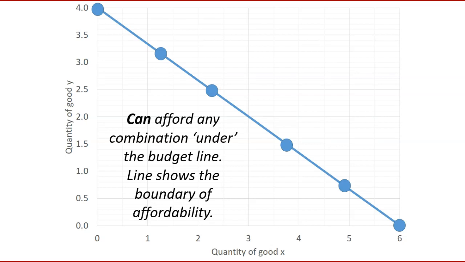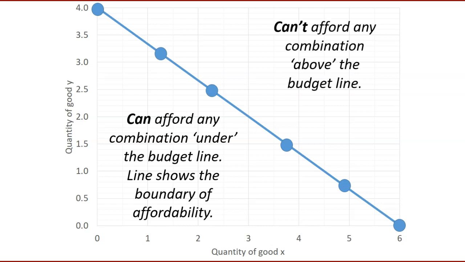So everything under the line is affordable. Our consumer can afford any combination under and up to that boundary line. But anything beyond the boundary line, anything beyond the budget line, our consumer can't afford. They simply don't have enough money given the prices of the goods that they might want to purchase. So this is the basic concept of a budget line. It looks like a demand curve, but it is not a demand curve.